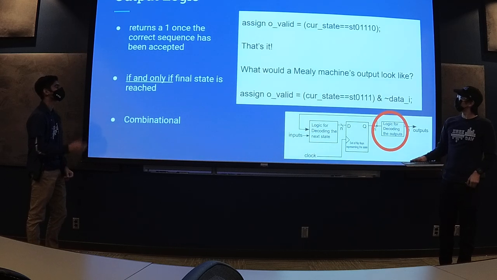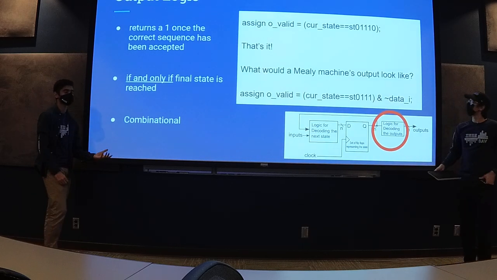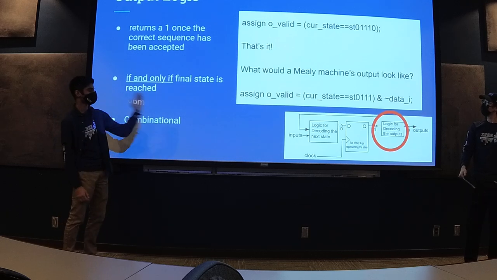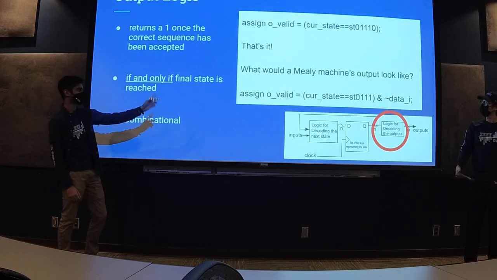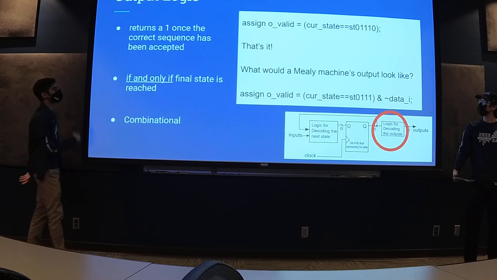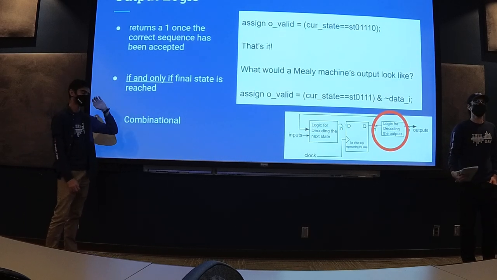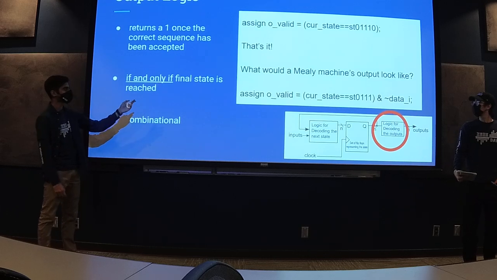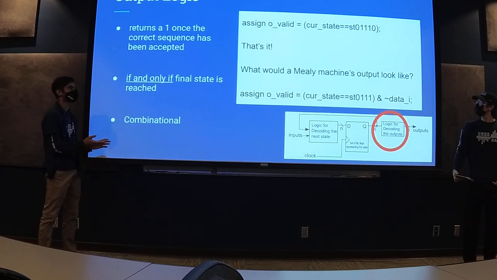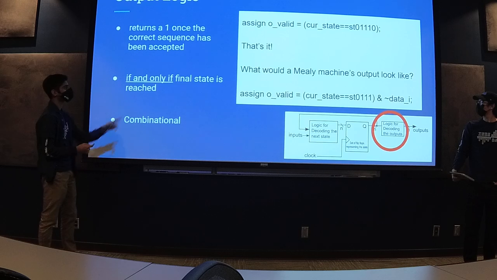Okay, I guess going along with that, we said that both these parts are combinational, where the left side, decoding the next state, and decoding the outputs are both combinational. So you also want to do this combinational logic here, which this output logic is going to be based on what your FSM is, right? In this FSM, all it's saying is that once you're in the state, I think it's like 0111 or something like that. Yeah.